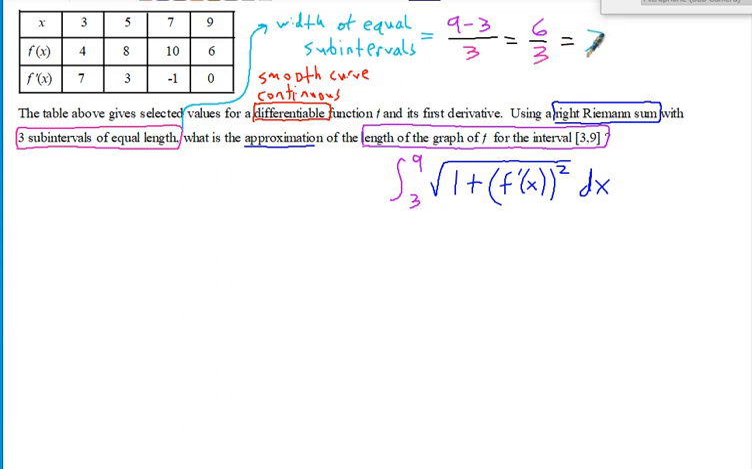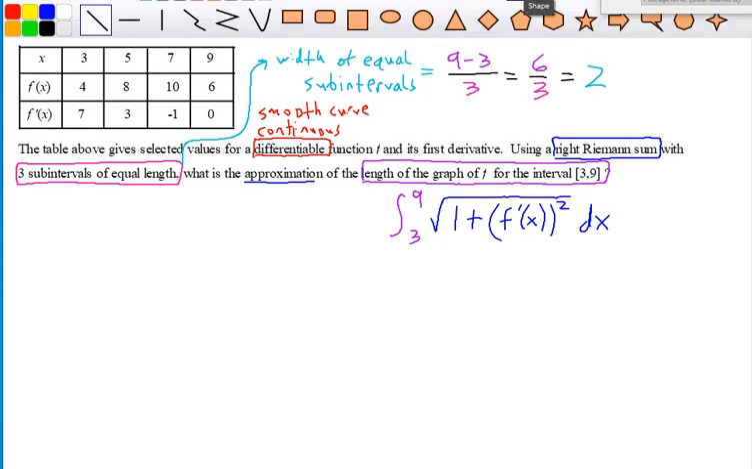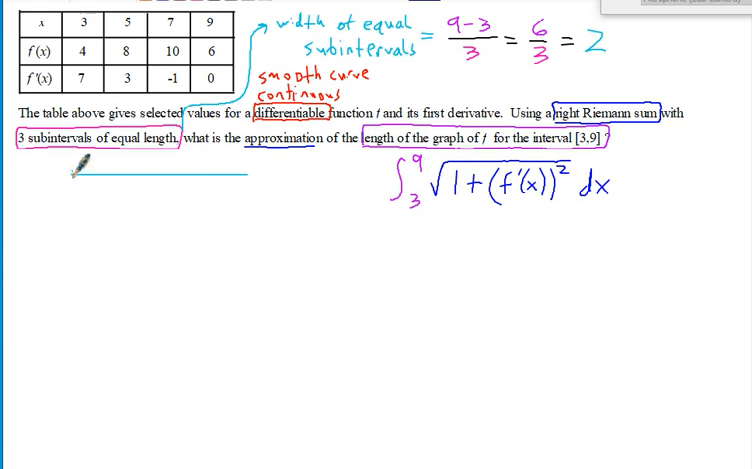So now we know the width is 2, and now we can draw our number line based on that. Starting from 3, going to 9 by 2's. Add 2, 5, add 2, 7, add 2, 9. So there's our three equal subintervals we're using. And remember, all the Riemann sums are rectangles. In this case, we're using the right endpoint to get the height of each one.